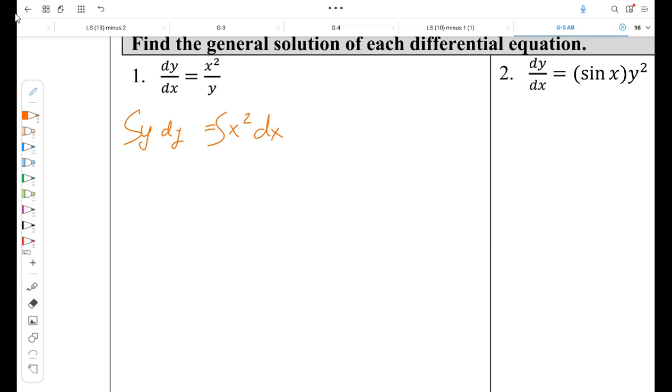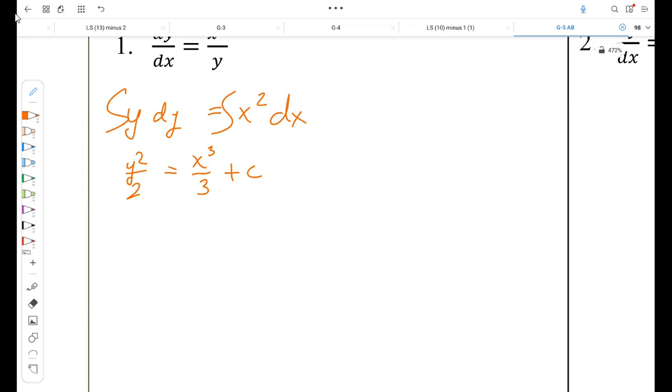So here's our first pattern. When your left-hand side is just a y, you're going to end up with y squared over 2. Like I said, we're not going to put the plus c on that side. And then that's going to equal x cubed over 3 plus c. And then I just need to solve for y, which is going to give me, first, by multiplying by 2, y squared equals 2x cubed over 3.